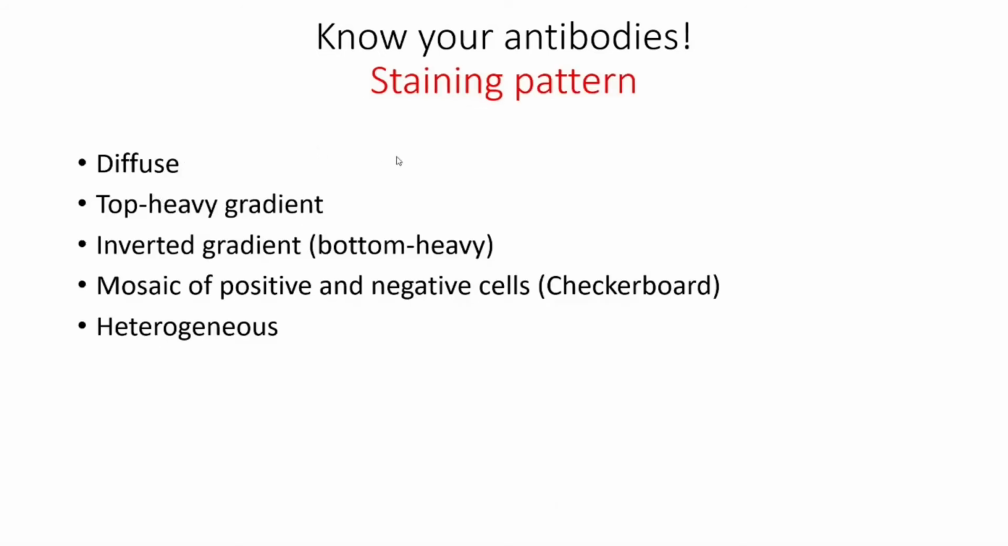Here are some different types of patterns. You can have a diffuse positivity in all the cells. There can be a top-heavy gradient, or on the opposite, an inverted gradient, which is a bottom-heavy gradient. And you can have a mix of positive and negative cells that can be called mosaic or checkerboard type of pattern. And lastly, you can have a heterogeneous pattern in the cells.